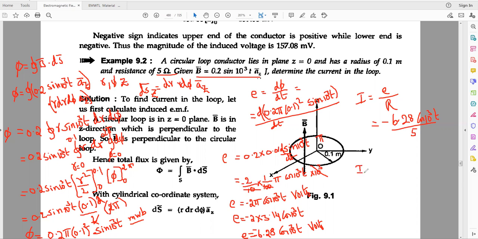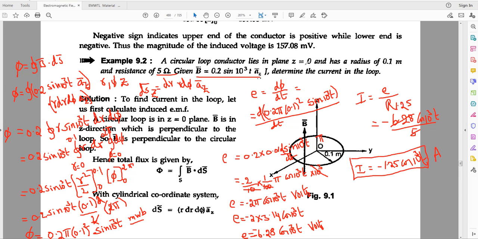Go ahead, my students. Therefore, the current I is equal to the minus, you can calculate 1.25. We will get minus approximately 1.25 cos 10 cube into T. Okay, it is a current in amperes. Got it, my dear students?